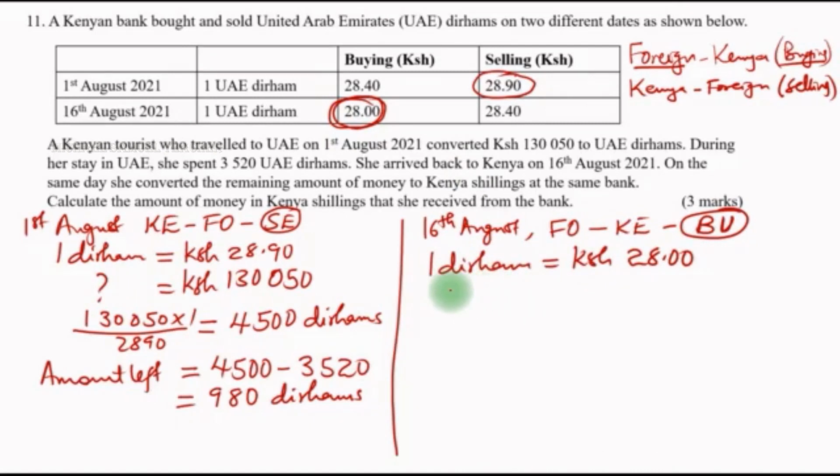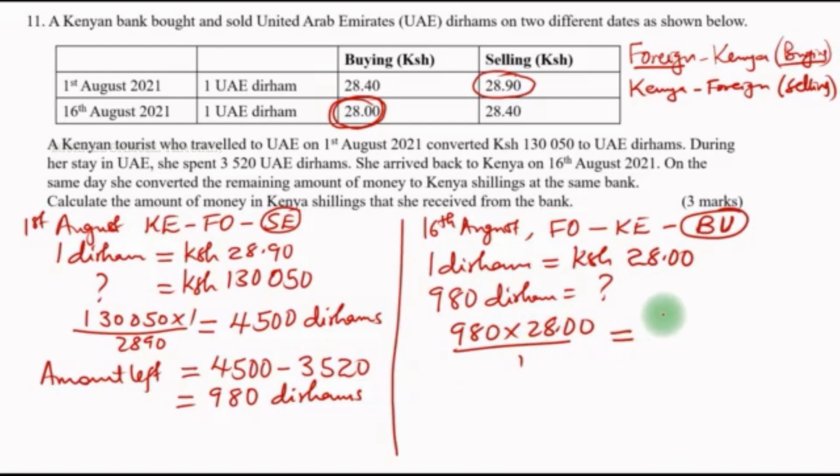Therefore 980 dirhams will be equivalent to how many shillings? That will be 980 times 28 by 1. And this will give us 27,440. So that's the amount she received from the bank.